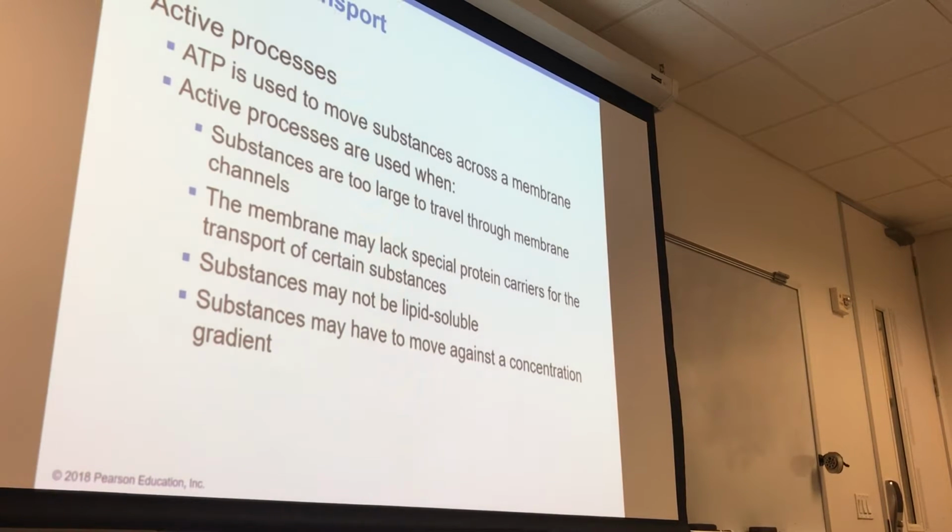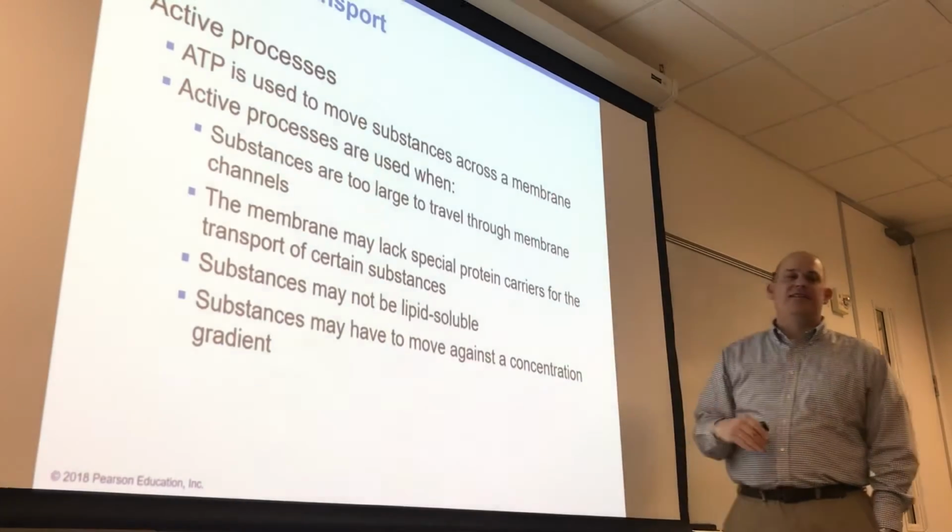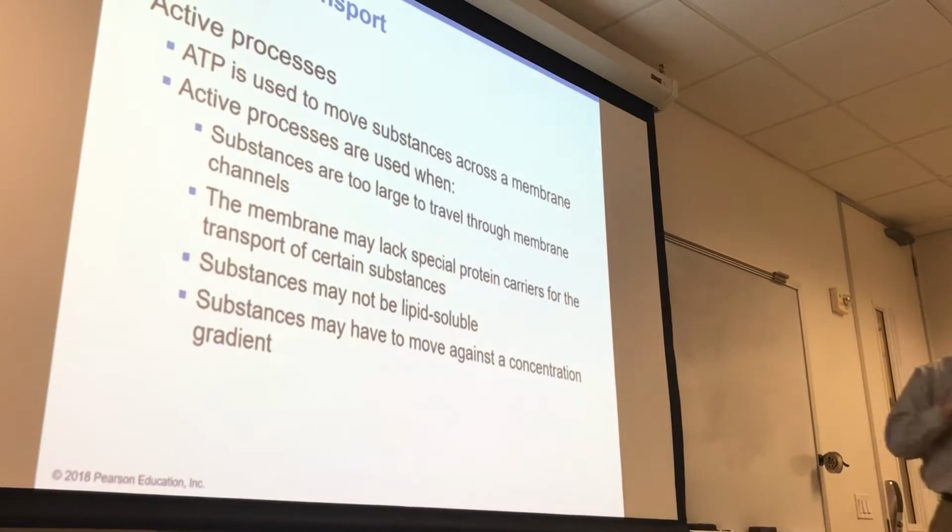All right. Active processes. Active processes are movement of materials across the plasma membrane, but now in order to make those occur, we need to use ATP because these processes require energy. They typically require energy because we are moving not with some natural kinetic energy or movement of material, but we're going against these concentration gradients.